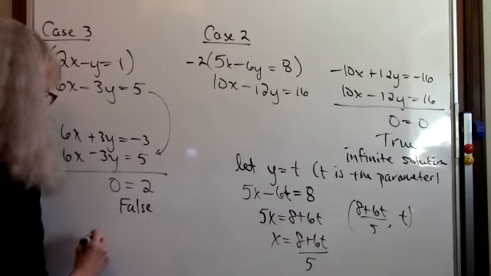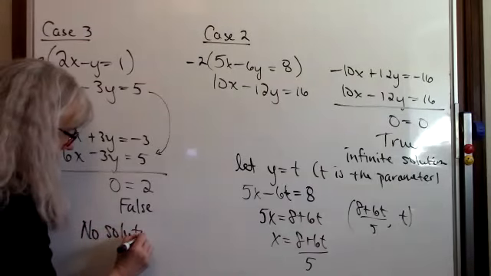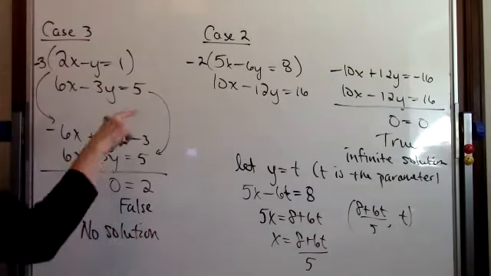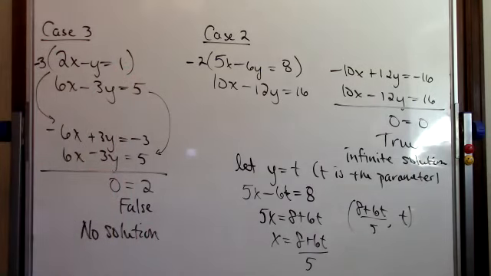Anytime I get a false statement, it's a no solution. This is simply saying that these two lines have the same rise and run. They're parallel and they'll never cross. That's an example of each of those 3 cases.